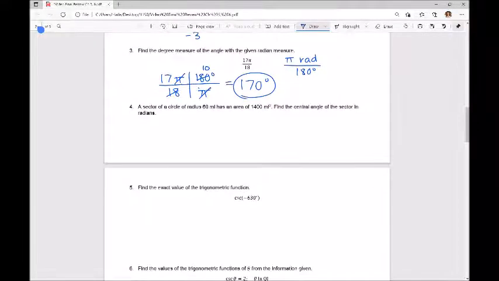Okay, for problem 4, a sector of a circle of radius 60 miles has an area of 1,400 miles squared. Find the central angle of the sector in radians. So a sector of a circle is like a pizza slice. It's basically the slice that starts in the center and goes all the way out to the edge. So we're finding the area of this piece of pizza. The formula for the area of a sector is area is equal to pi r squared times some angle theta, where theta is in radians.